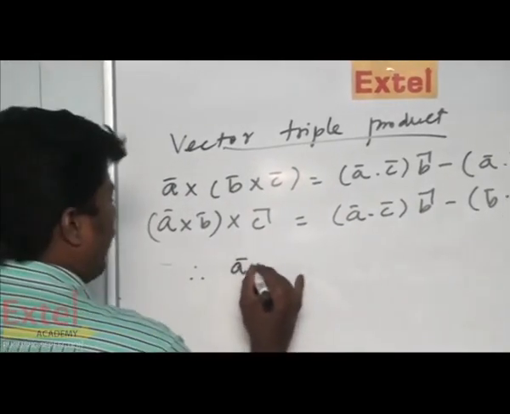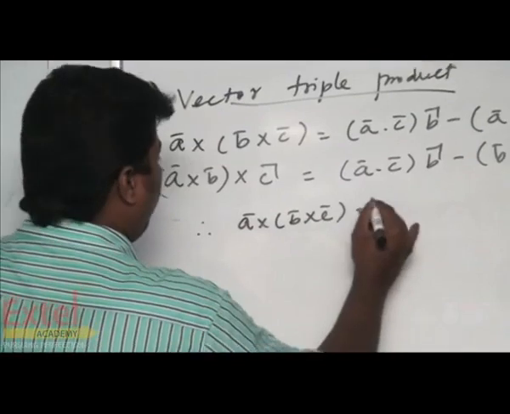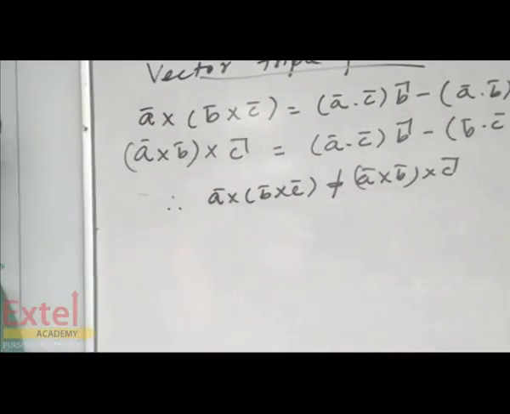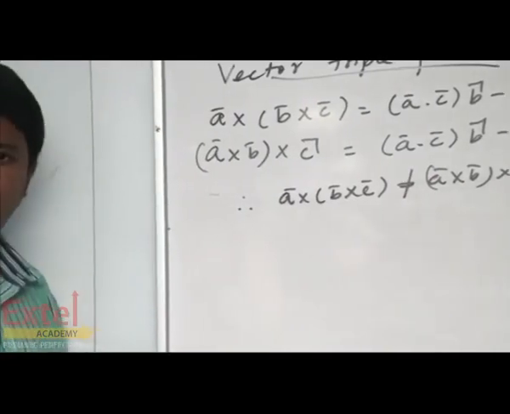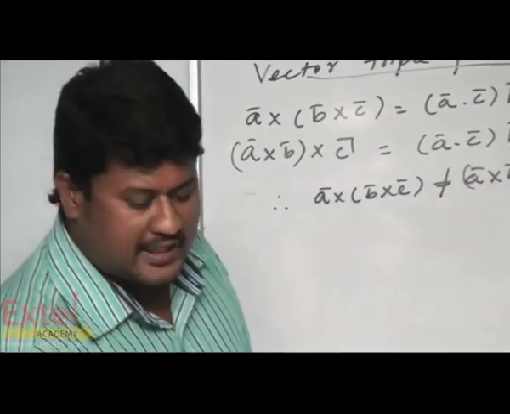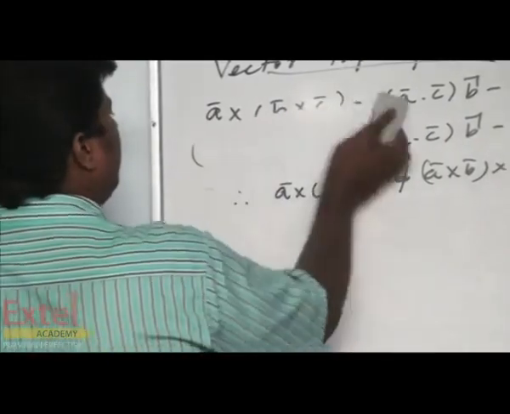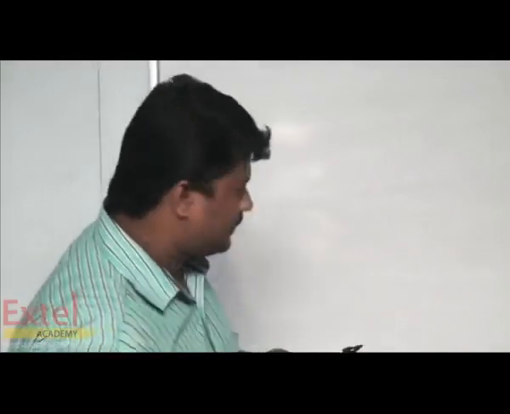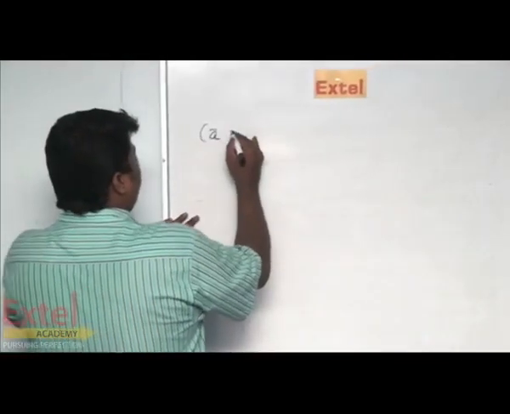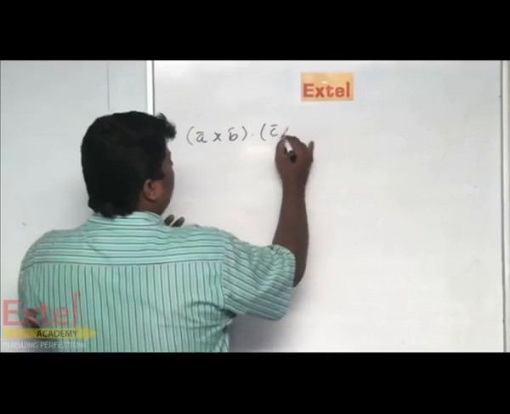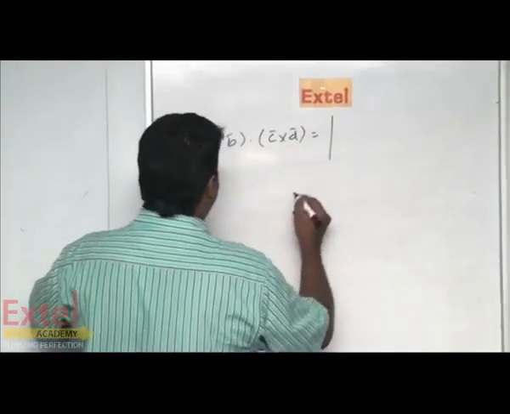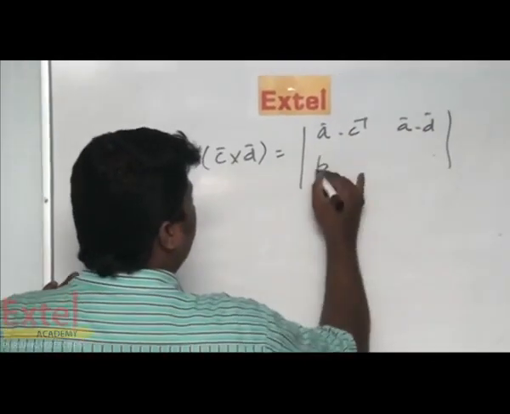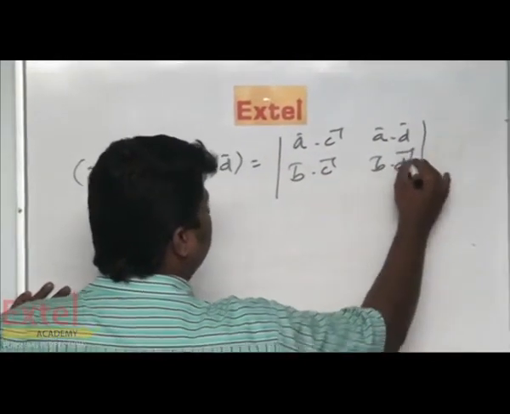Therefore, a vector cross b vector cross c vector is not equal to a vector cross b vector cross c vector, so this does not hold commutative. Next one, scalar product of four vectors. That is, a vector cross b vector dot c vector cross d vector is equal to the determinant of a dot c, a dot d, b dot c, b dot d.